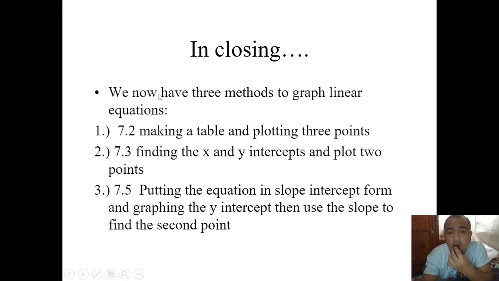So in closing, we now have 3 methods to graph linear equations: making a table and plotting 3 points; finding the x and y-intercepts and plotting the 2 points; and putting the equation in slope-intercept form, graphing the y-intercept, and using the slope to find the second point.